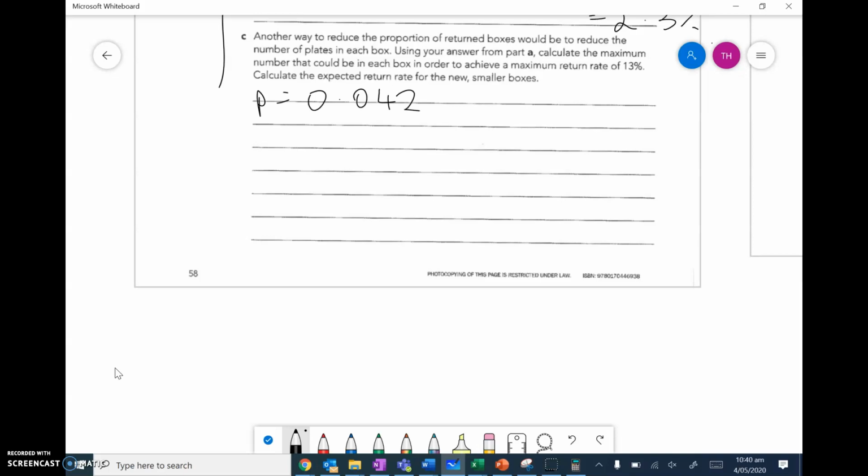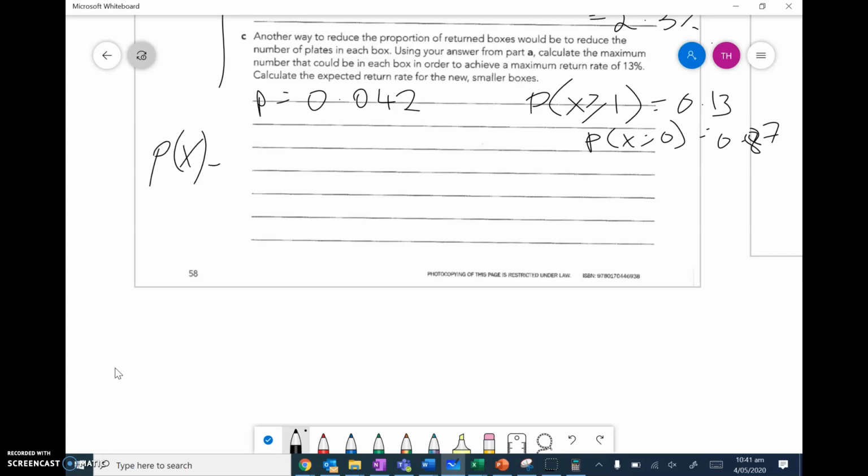And now I need to work out the number of plates in a box. I know that my maximum return rate is 13%. So the probability that x is greater than or equal to 1 is 0.13. So the probability that x equals 0 is 1 minus that, 0.87. So I use my formula. So my probability of x is equal to 1 minus, that's what I need.